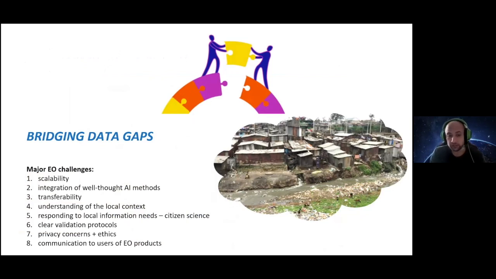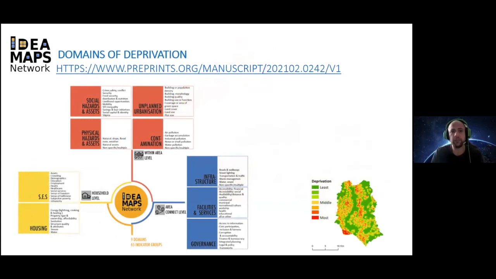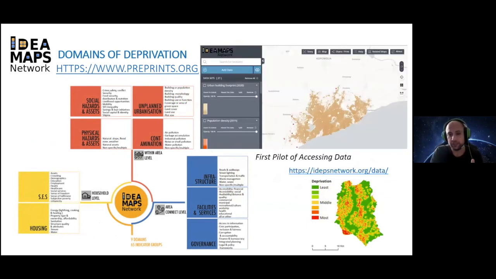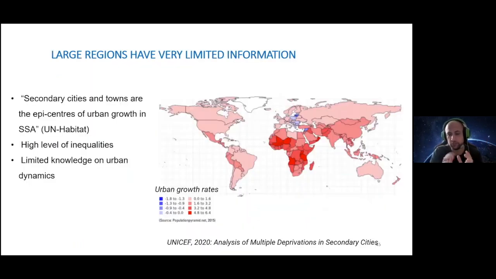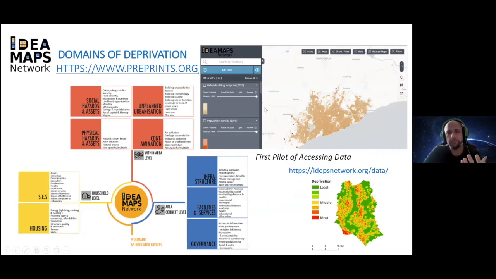Is it ethical from a privacy perspective? Is it communicable to the EO products and their users? There are a lot of efforts to build this deprivation aspect and standardize it. One of them is IDEAMAPS, the Integrated Deprived Area Mapping Network, which takes all of these aspects and puts them at the geographic scale. So you're very welcome to check what has been done there; it formalizes the whole concept.